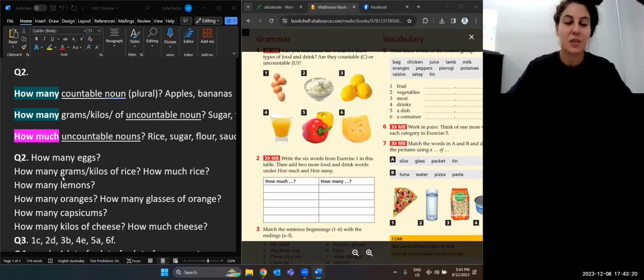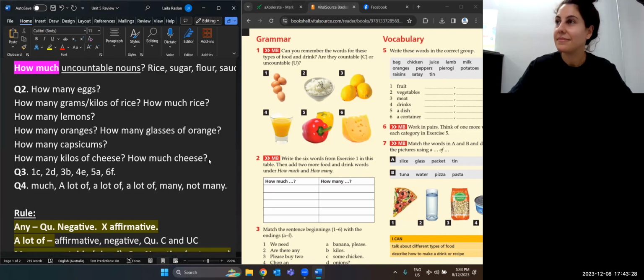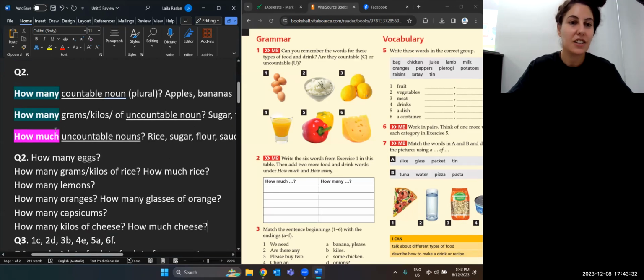Okay, Shirley, what's one of your examples? Yes. How much milk? Yeah, because it's an uncountable noun. How much milk do you want? Or how many liters of milk do you want?